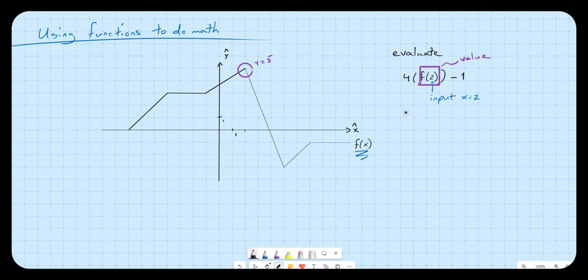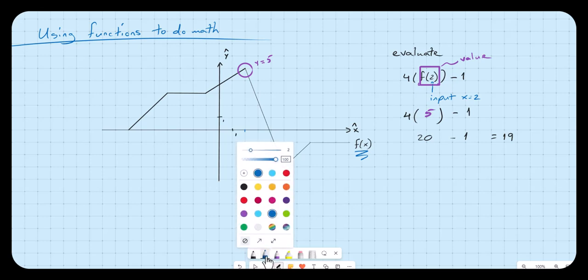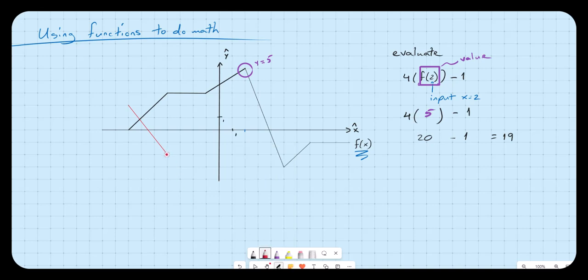So I'm going to get 4 times 5, putting it in purple so that you see where it's coming from, minus 1. 4 times 5, that's 20, minus 1, that gives me 19. That's how I'm going to use this function to do the math. Now what if I have a second function on here too? What if I have a function that looks like this? I have a function that looks like this, and I call this thing g of x.